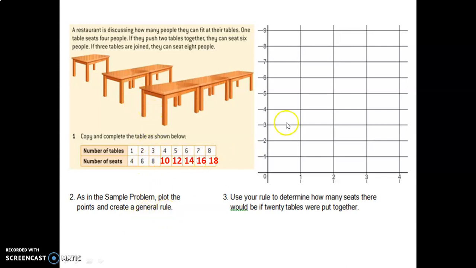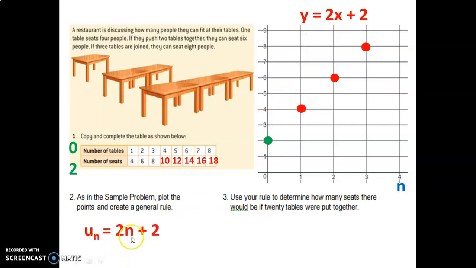So plot the points, make a general rule. So here's plotting the points. We have these ones here. Again, we can go back to term number 0 as if there were 0 tables, which is not possible, but we can do that. These are going up by 2, so if you go back to term 0, you go down by 2. So 0, 2 will be our y-intercept. Therefore, there again is our linear equation. Slope of 2, y-intercept of 2, so 2x plus 2. Therefore, our general rule must match that linear pattern there.